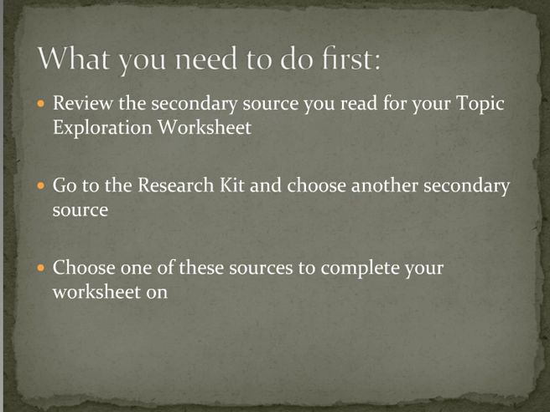So what do you need to do first for this assignment? First, you're going to review the secondary source you read for your topic exploration worksheet. Next, you need to go to the research kit and choose another secondary source. I would choose it from the same field of study you're interested in. So if you're interested in a research question on the military, and you've already read one secondary source about that, choose another one. Then they can kind of talk to each other for you and give you more of an idea about what historians discussing, say, the military history of the dropping of the atomic bomb, are interested in. Finally, you need to choose one of these sources to complete your worksheet on.